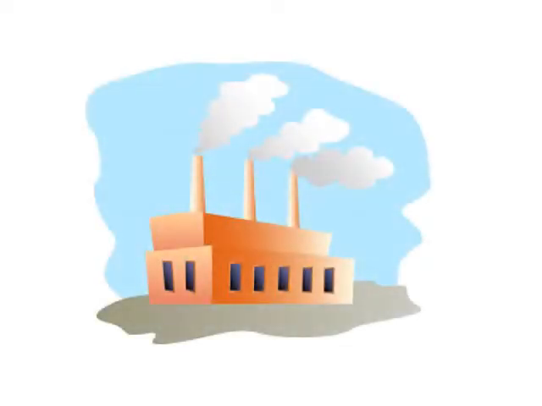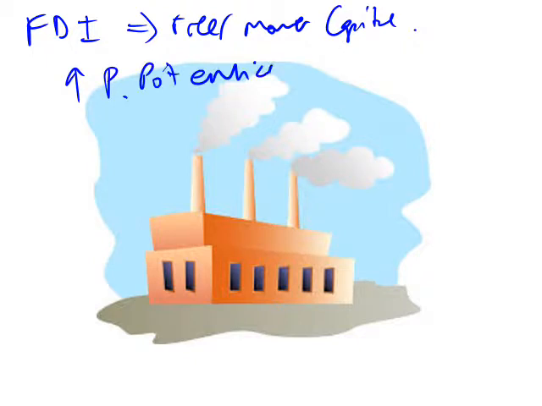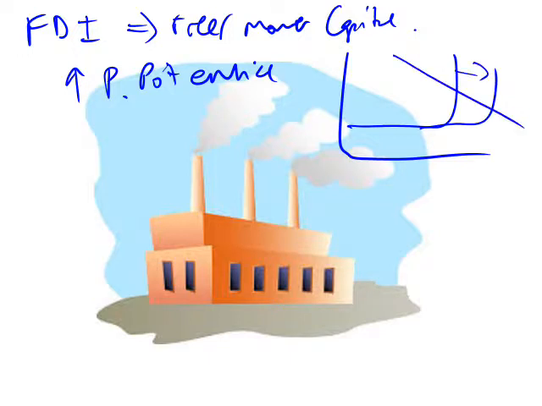Okay. So another argument for could be that FDI brings capital investment. So you could say globalisation leads to FDI because there is a free movement of capital, or freer movement of capital. This increases the productive potential of an economy. If you want, you could add your long run average supply graph to that. That leads to increased employment or jobs.